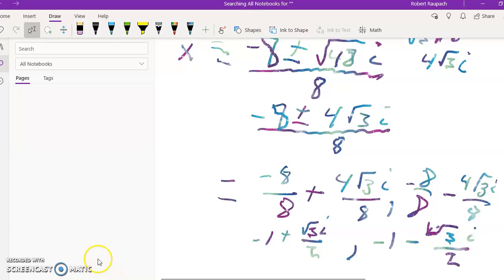And hopefully, as I keep doing this, I'll get better and be a little bit more neat. But hopefully that explains how to do this problem for you.